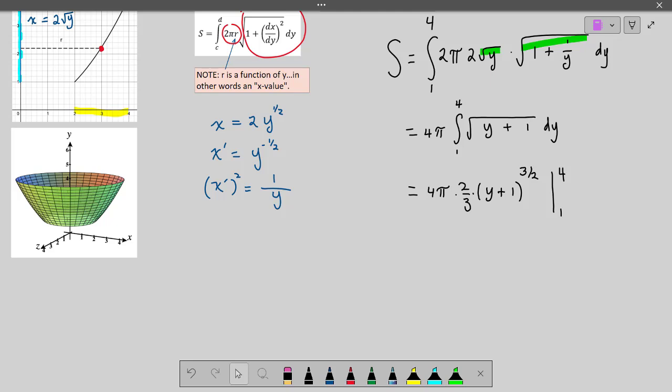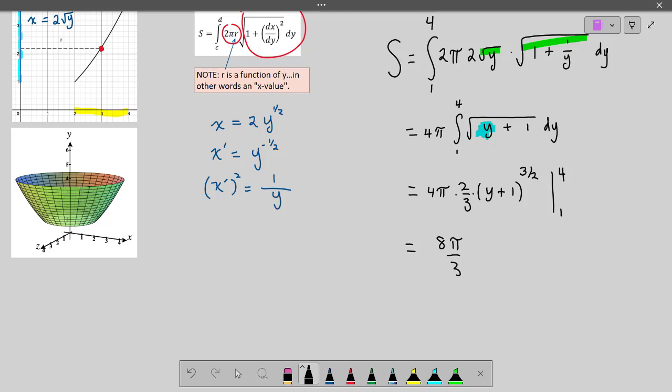And there's no reverse chain rule business going on because the derivative of this inside is just 1. If that was a 3y plus 1, we would have to divide by 3 to pick up that reverse chain rule. So our final answer here will give us 8 pi divided by 3.